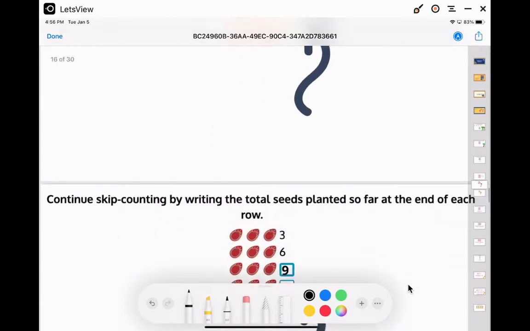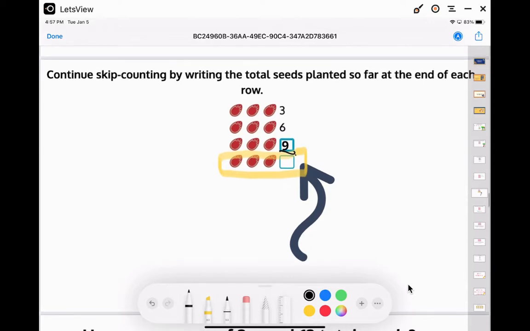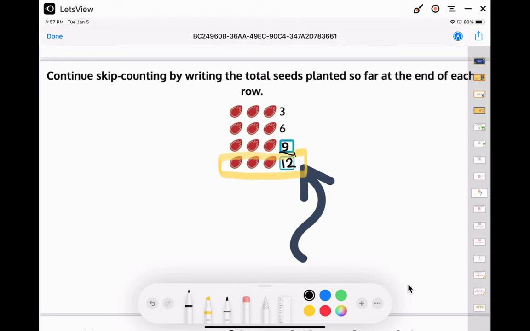But there's one more row there. In your Nearpod, please tell me how many seeds we have in all, the number that would go in this box. That's right. If we're skip counting by threes, we would count 3, 6, 9, and then 12. There are a total of 12 seeds in our array.